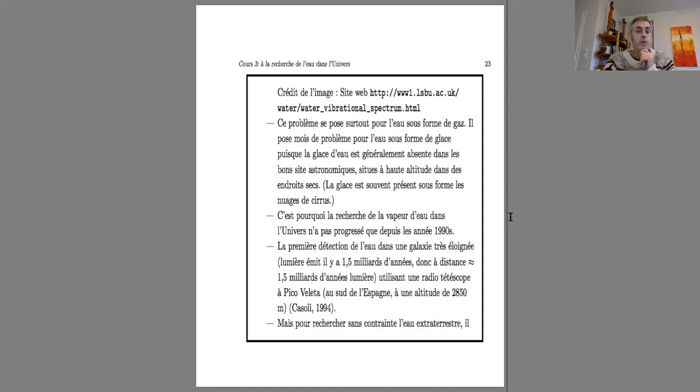This held up astronomy and astrophysics greatly until the 1990s, as I mentioned. There was a breakthrough in 1994 when they, for the first time, detected water from a galaxy that was actually 1.5 billion light years from the Milky Way. And they did so by using a radio telescope at very high altitude, almost 3,000 meters here in southern Spain.